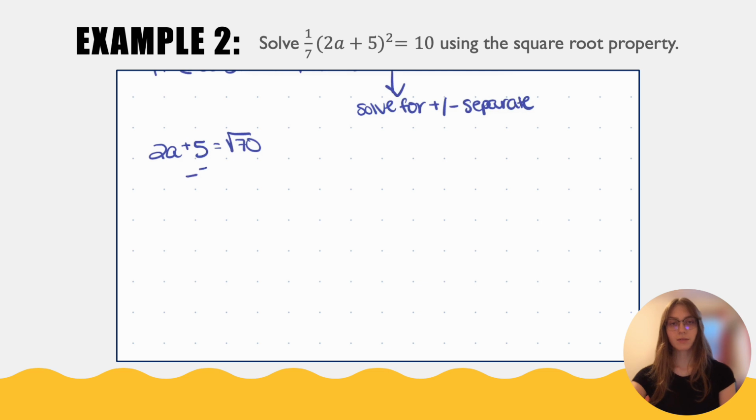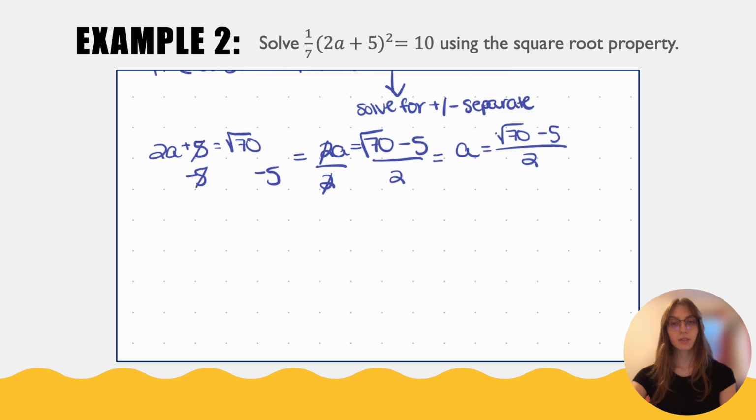We have 2a plus 5 equals the square root of 70. We're going to subtract 5 from both sides of this equation. And then we're going to divide by 2 to get a alone. And this is going to get us a equals the square root of 70 minus 5 over 2. That is one solution to this equation.